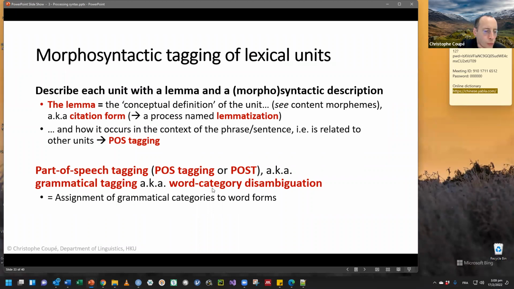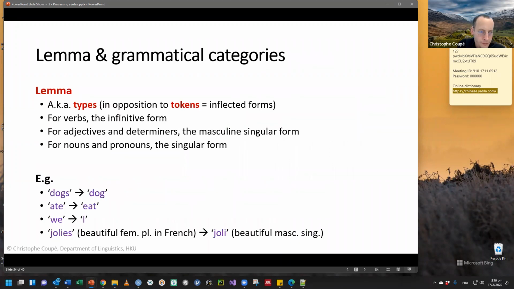So that's what you want to do. You would like a system that gives you that. That's what the systems usually give you. So sometimes people say, okay, the lemmas are the types. And that's different from the tokens. The tokens are the inflected forms. So when you have singers, or chanter, chantait, chantation, il chantait in French, these are the inflected forms, the forms with the inflections. And if you have to sing or chanter, that's the type, that's the verb, that's the citation form.